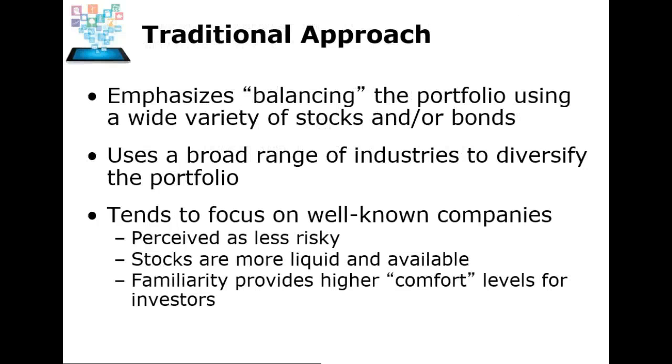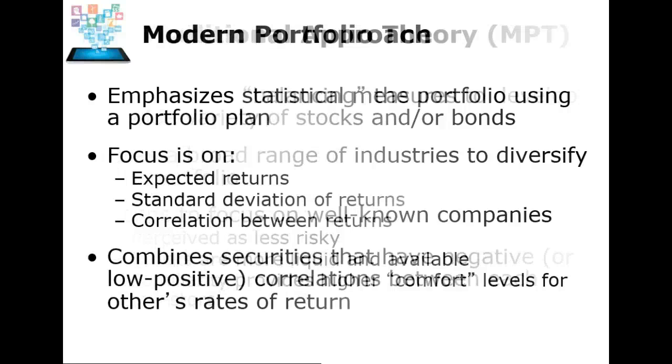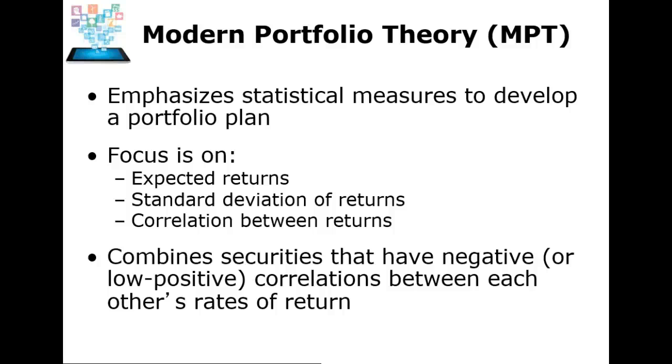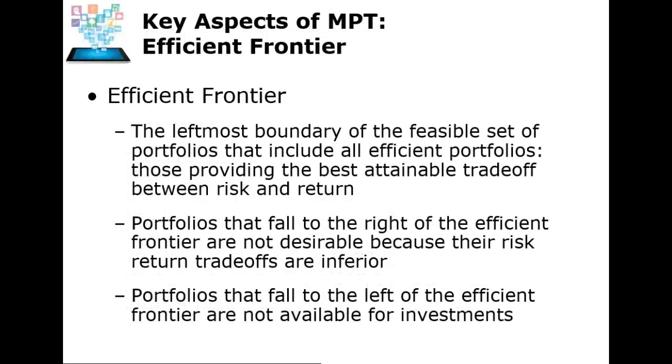Okay. So a traditional approach would emphasize balancing your portfolio using a variety of stocks and bonds, using different industries and well-known companies that you're comfortable with. A more modern approach would focus more on statistics, using expected returns, standard deviation, and correlation to put together a combined group of assets that statistically would be the best grouping.